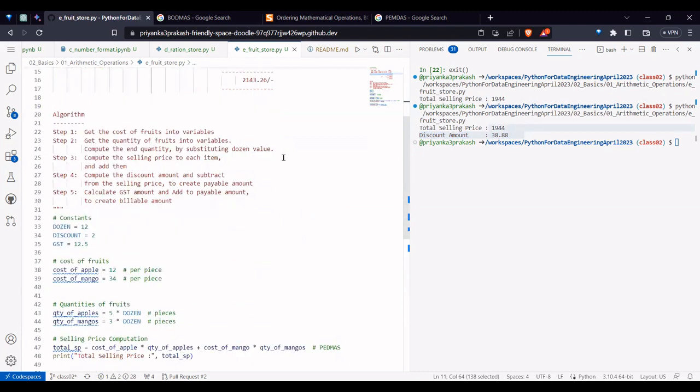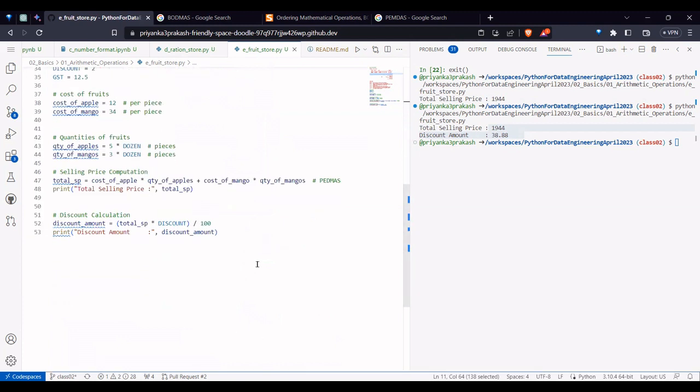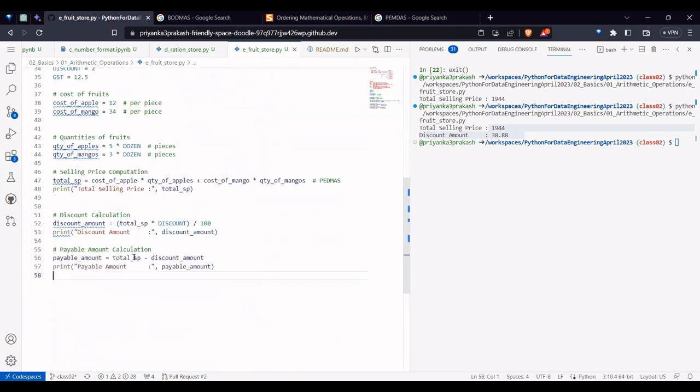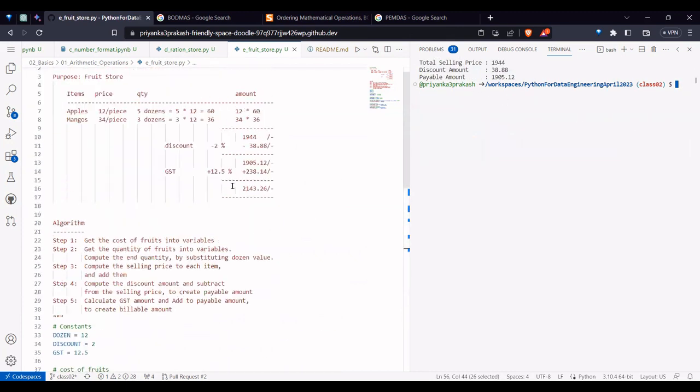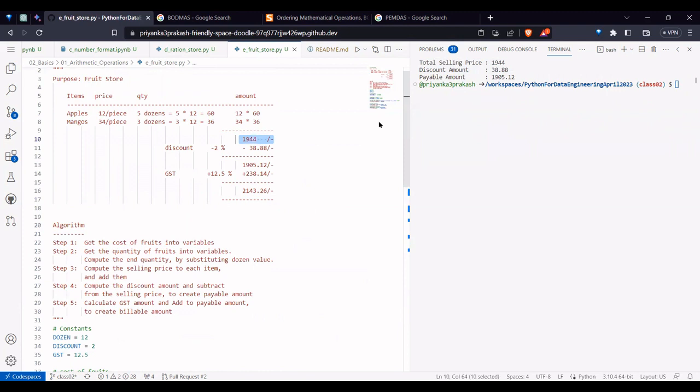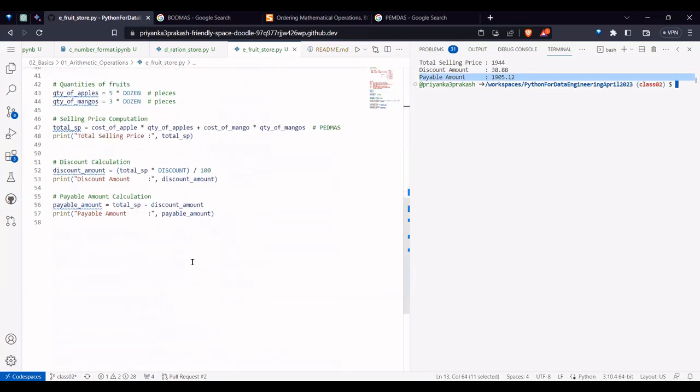Now I need to subtract that. So we need to subtract, and you got the result. Total selling price minus discount means you get the result. You see, now if I compare, I got the total selling price. So you got discount is 38. The result is like 1905. Now I need to compute the GST.